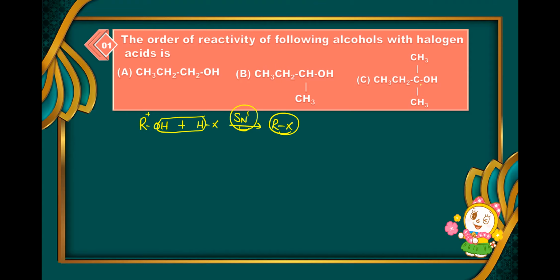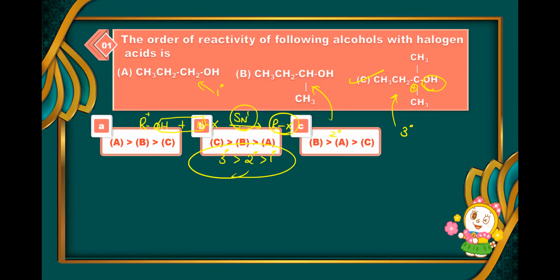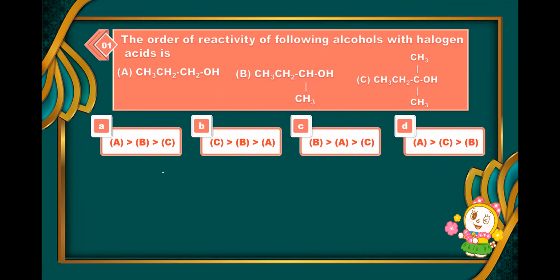Here, which one forms a more stable carbocation? It is the tertiary alcohol. So it forms a tertiary carbocation, the next forms a secondary carbocation, and the last forms a primary carbocation. The more stable the carbocation, the faster the rate of reaction. So C reacts faster, then B, then A. C, B, A is the correct answer. Option 2 is the correct answer. Tertiary alcohol, secondary alcohol, and then primary alcohol.